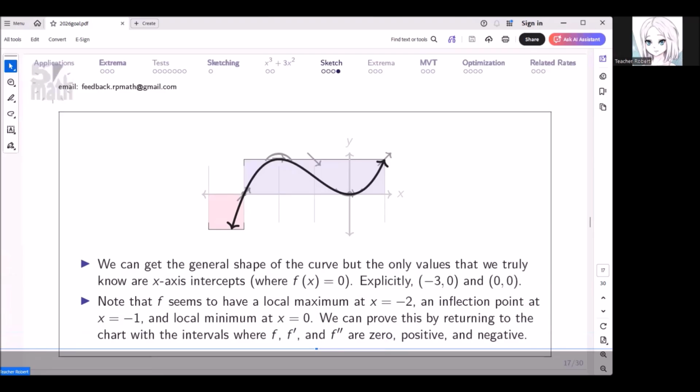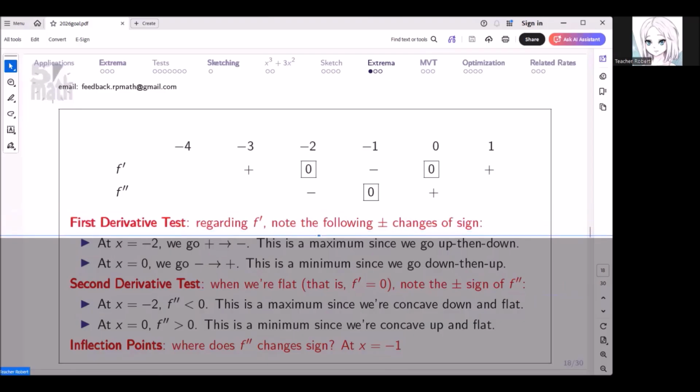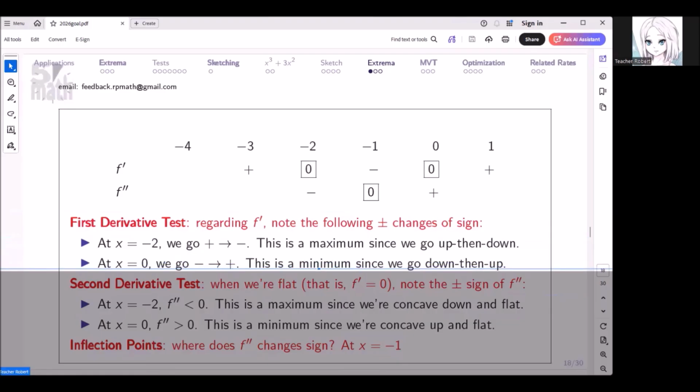We can prove this by returning to the chart with the intervals where f prime and f double prime are 0, positive, and negative. Here are the values. First derivative test. Regarding f prime, note the following positive negative changes of sign. At x equals minus 2, we go positive to negative. This is a maximum since we go up then down. At x equals 0, we go negative to positive. This is a minimum since we go down then up.